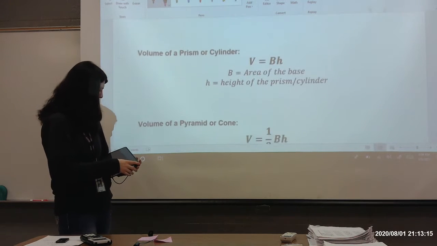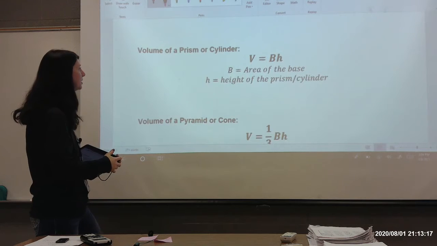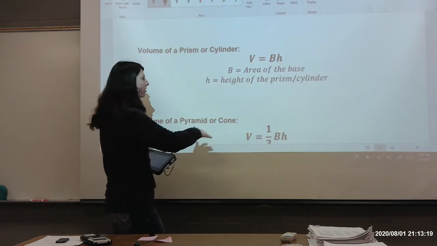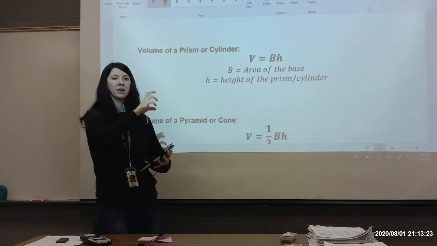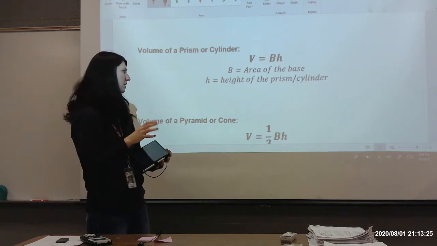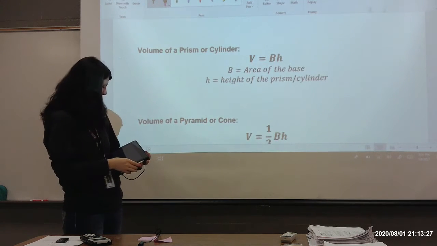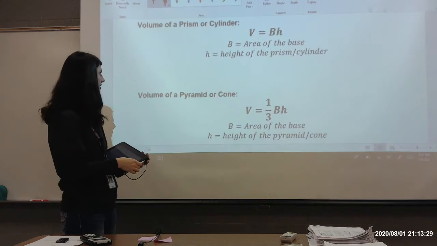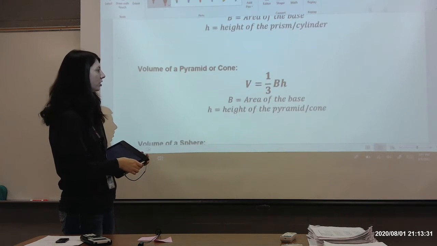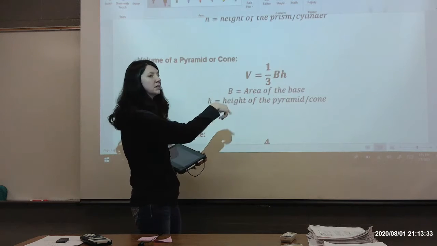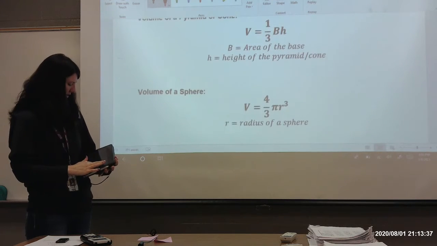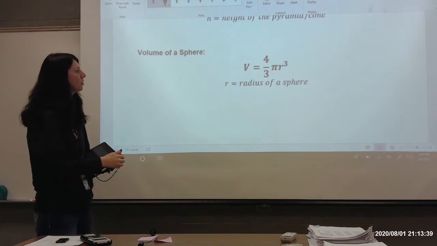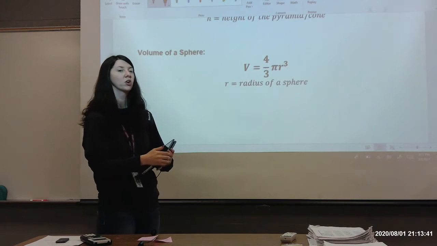So first, here are the actual formulas. A prism and a cylinder have the same formula. It's just the area of the base times the height. Capital B matters. Capital B means the area of the base, not just a base. And then the volume of a cone or pyramid is almost the same. It's just 1/3 times the area of the base times the height. Okay? And then the last one here is a sphere, which is going to be 4/3 pi r cubed.